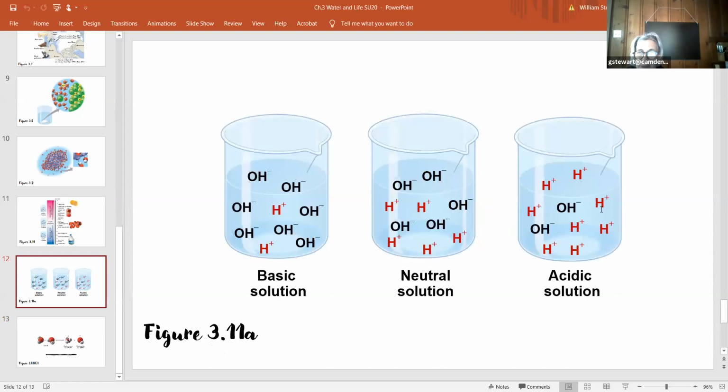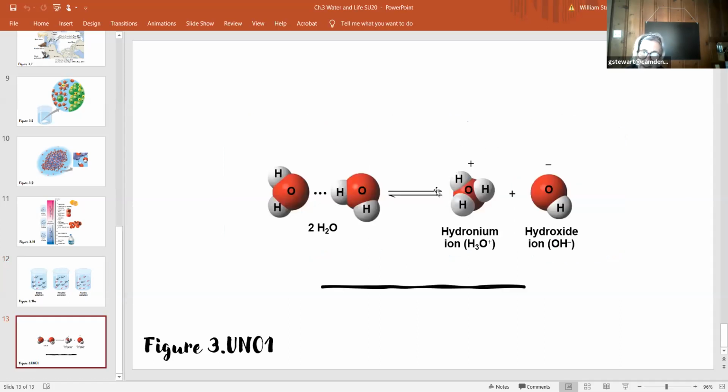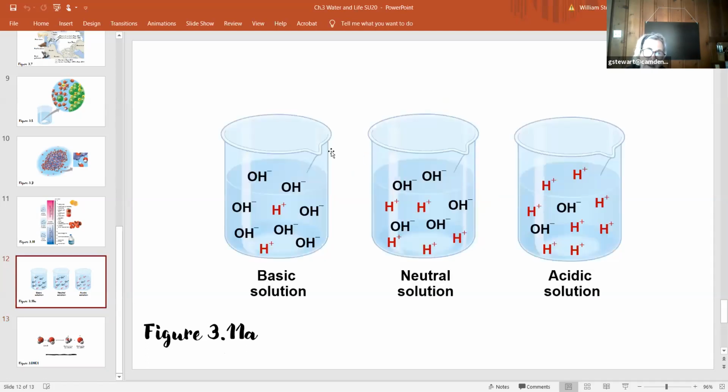There's a picture of that. So these red plus charges are being dumped into the solution. In a neutral solution, of course, we have equal amounts. Writing H plus, or this proton, is a shorthand of writing this, because we're just focusing on the extra positive charge here. A basic solution has fewer free protons. So we say basic solutions are hydrogen ion acceptors. Acidic solutions, acids, are hydrogen donors to the solution.